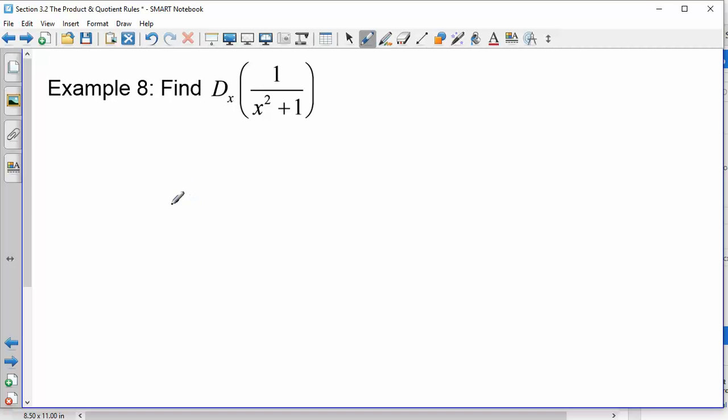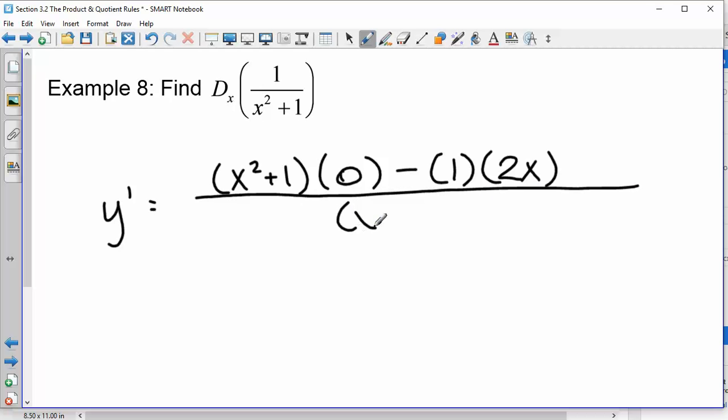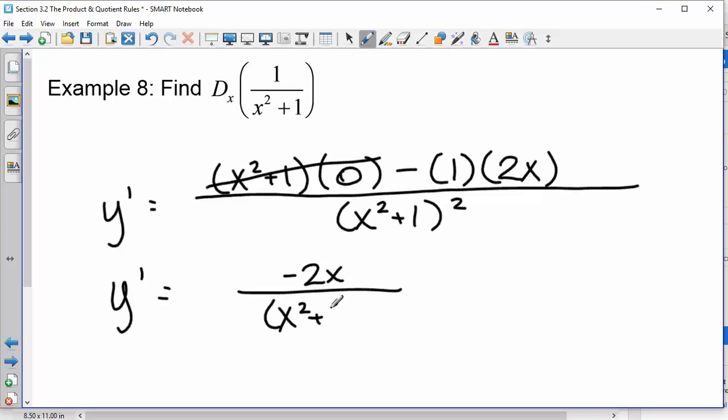So quotient rule is low, the bottom, d high, the derivative of the top, minus high, the top, d low, derivative of the bottom. We get 2x over low squared. This one's a little bit nicer because anything times 0 just drops out. So all we have is negative 2x over x squared plus 1 squared.